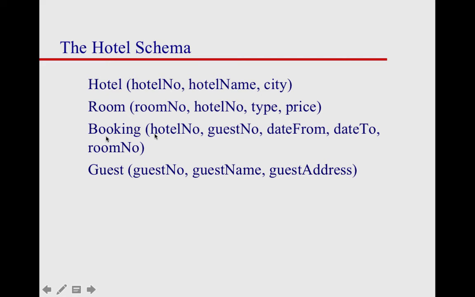And sure enough, hotel number, guest number, and room number are all there as foreign keys. There's 3 foreign keys there: hotel number, room number, guest number. Okay? Or room has a hotel number as a foreign key because a room is part of a hotel. So foreign keys denote relationships with other relations. Okay. So questions about that?